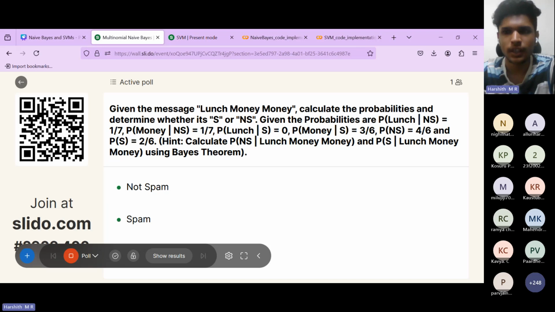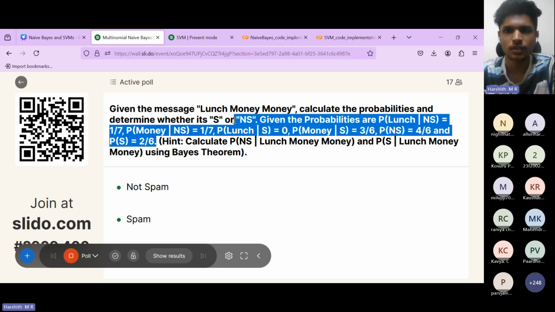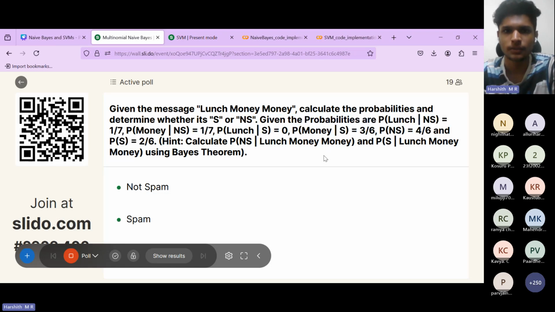So it's similar to the "dear friend" case. We need to calculate the probability of not spam such that the message is "lunch money money". For the spam case also, we need to calculate the same. We have been given probability of "lunch" such that it's present in not spam, probability of "money" such that it's present in not spam, and so on. You can use these probabilities to determine whether it's spam or not spam. I'll give you a hint: it's just multiplication of the corresponding class.